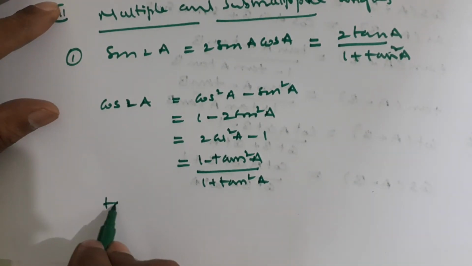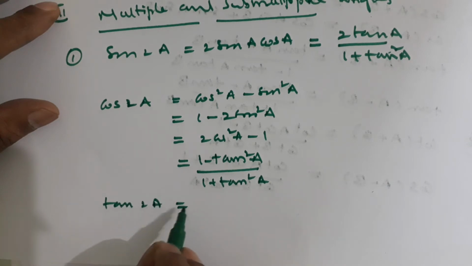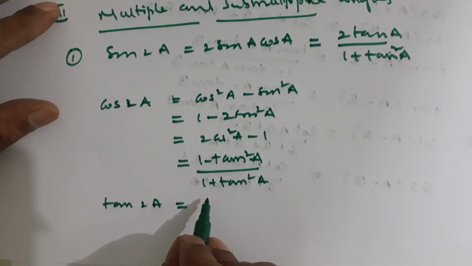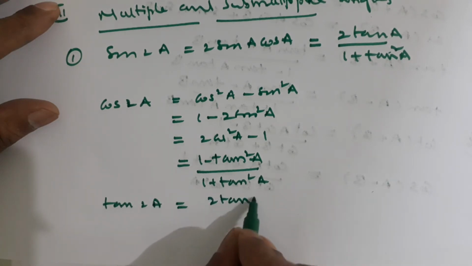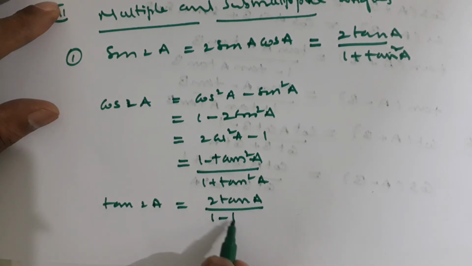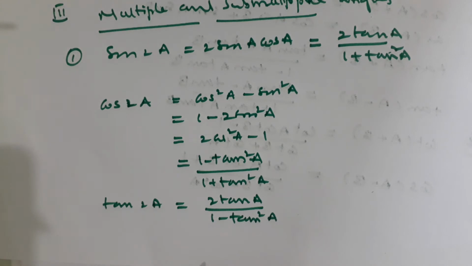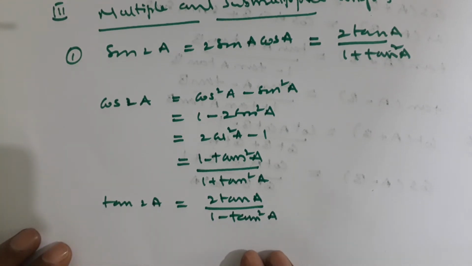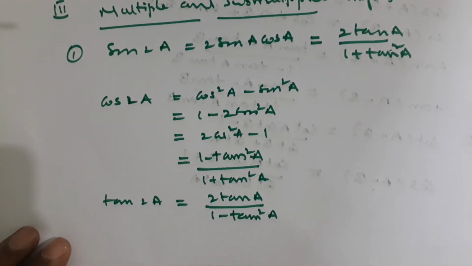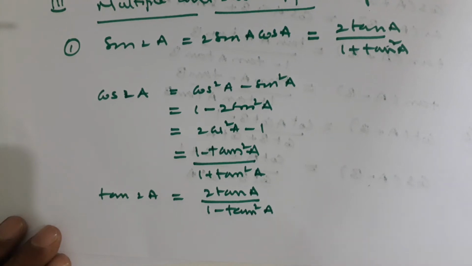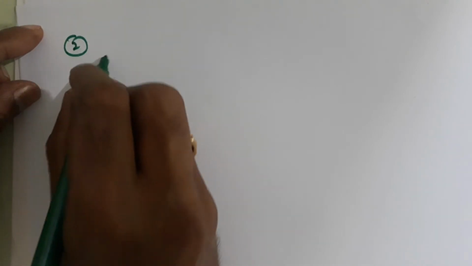Next, tan 2A is equal to 2 tan A divided by 1 minus tan square A. Right. These are all the multiple angles. And next, second point is submultiple angles. That is the second point in Roman 3.